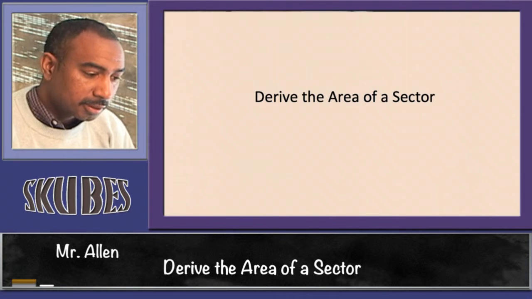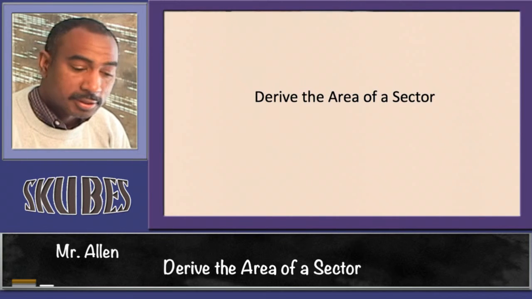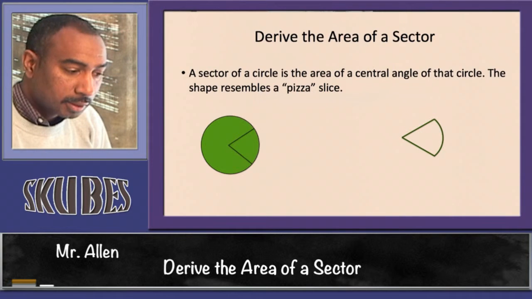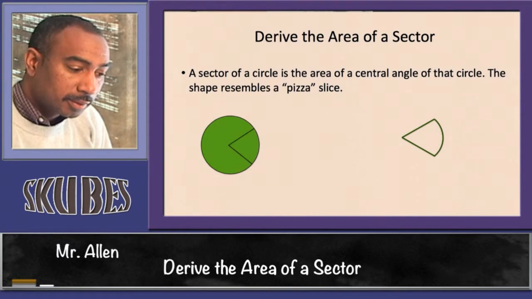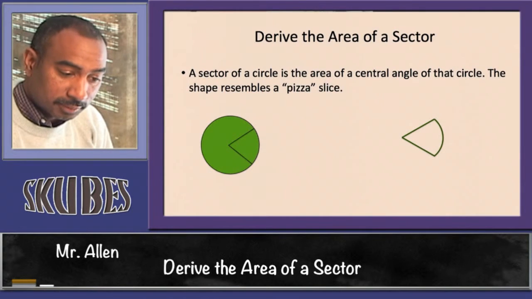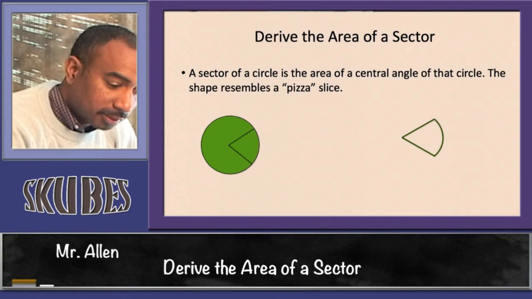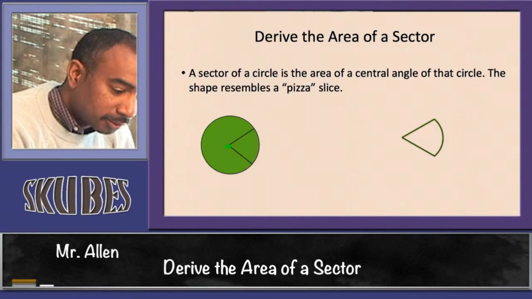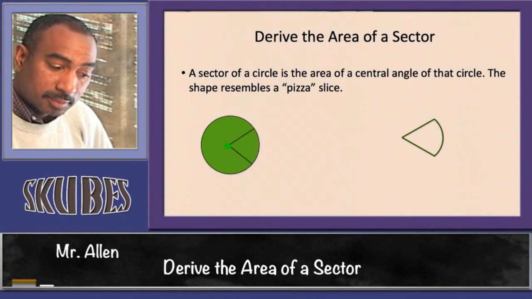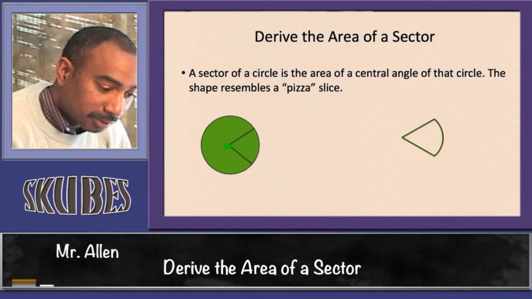All right, today's lesson is to derive the area of a sector. A sector of a circle is the area of the central angle of that circle. Remember, the central angle, the vertex is at the center of the circle. The shape resembles a pizza slice. So we're just talking about this little piece here.